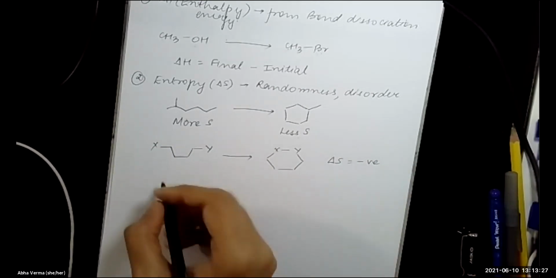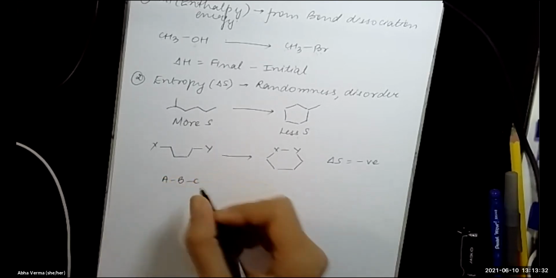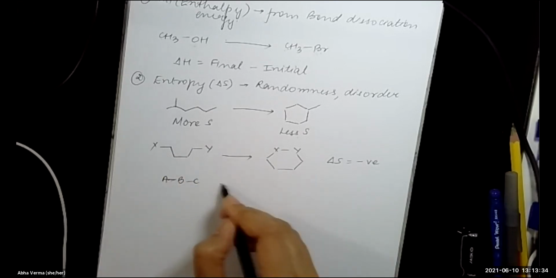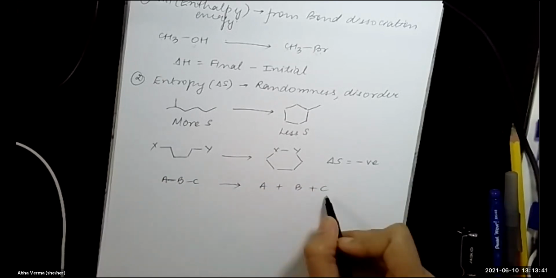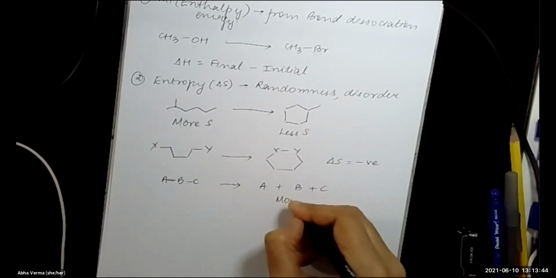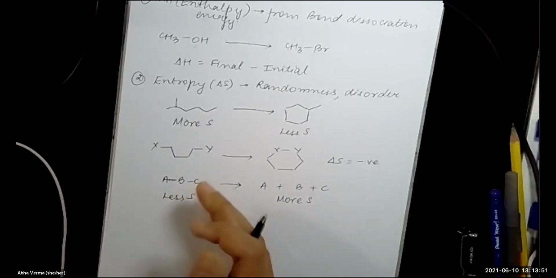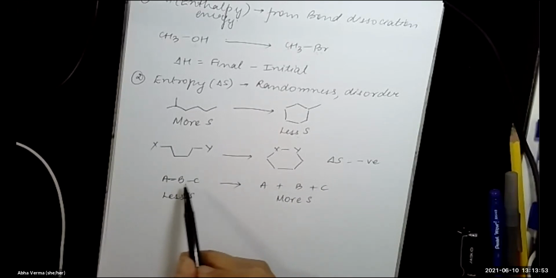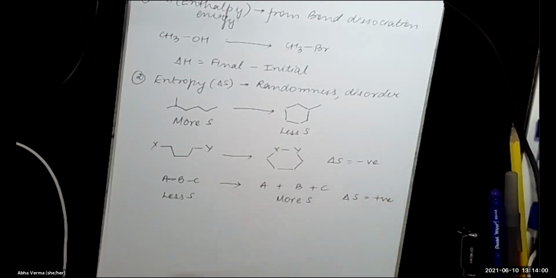And let's say that you have a long structure A, B, C. So all of this is just one structure. And then somehow you can dissociate all of them. What are you doing now? In your product section, you now have more S. And in your starting, you had less S. All of them were confined. There was less randomness or disorder. So overall, this reaction will have a positive delta S.